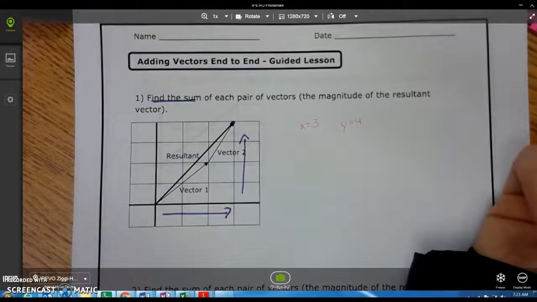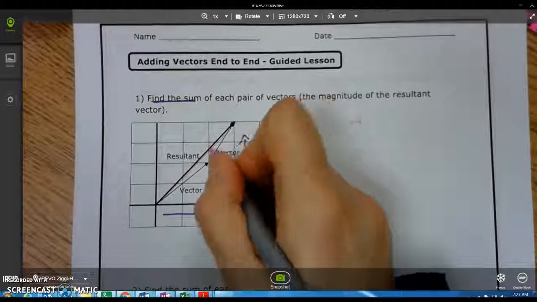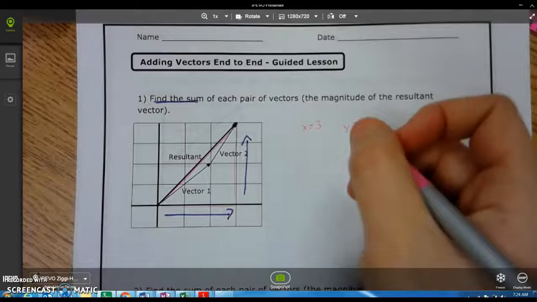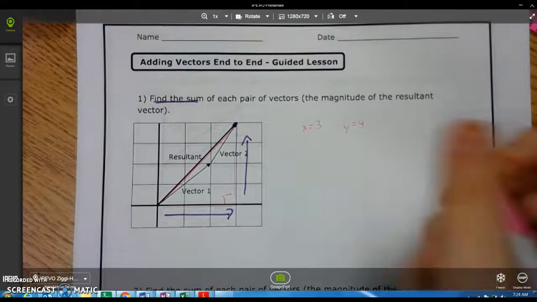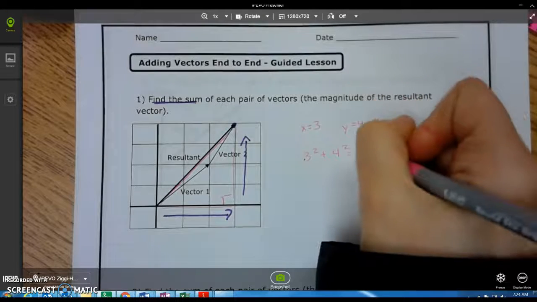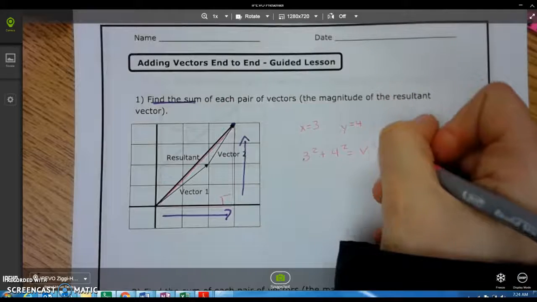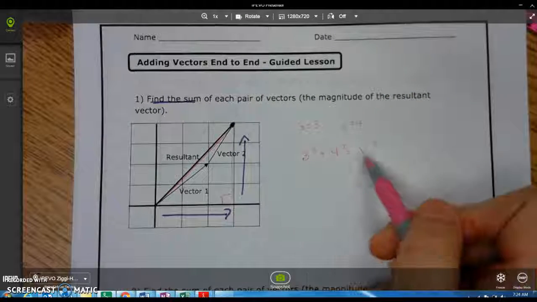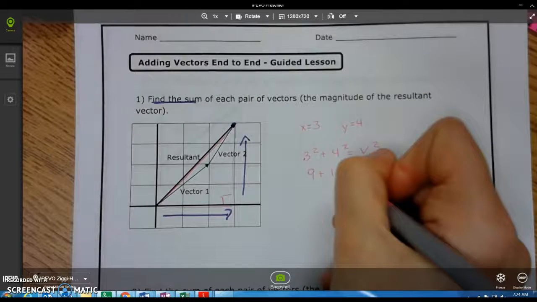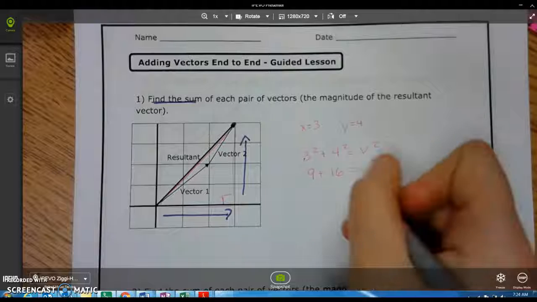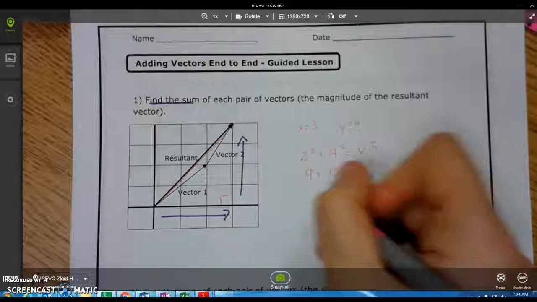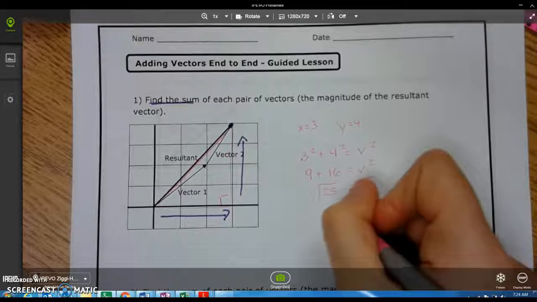And then when I want to figure out this side, it works just as if this was a triangle. And I'm going to say this would be my right angle. 3 squared plus 4 squared is equal to that magnitude of the vector squared, because it's the Pythagorean theorem, because there's a right triangle right there. So 9 plus 16 is equal to the vector squared. That is equal to 25, which means that my magnitude is going to be 5.